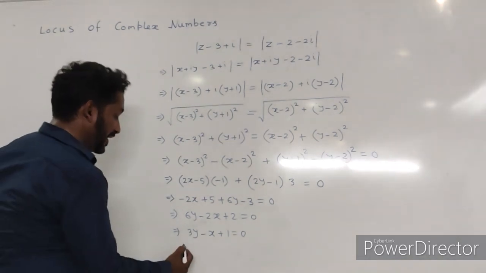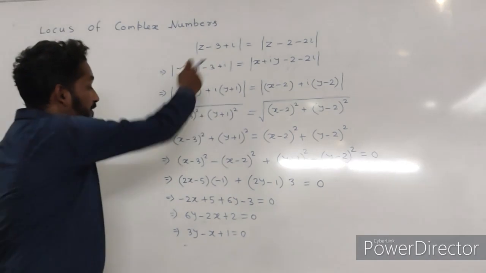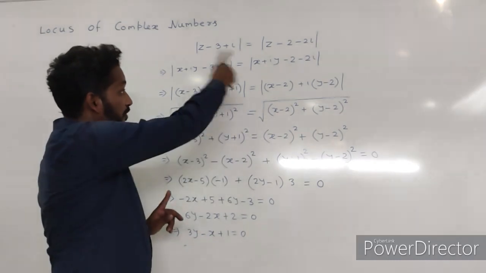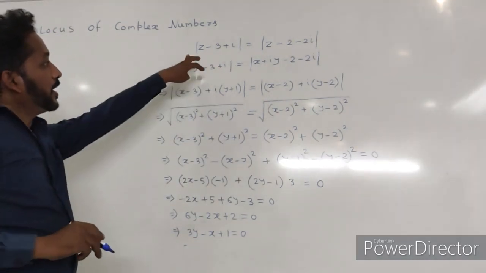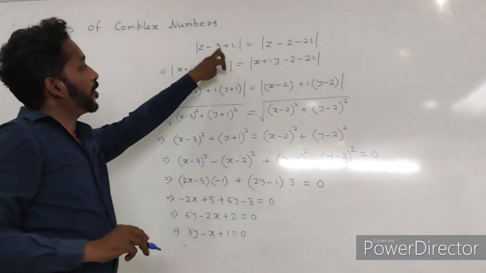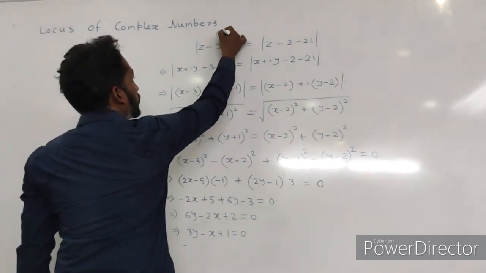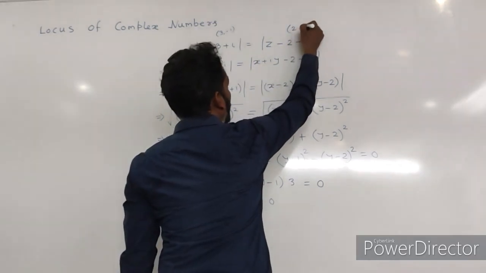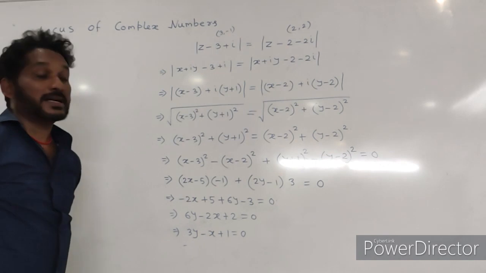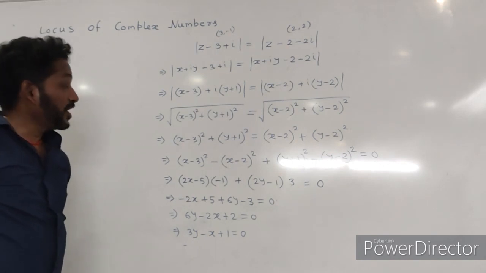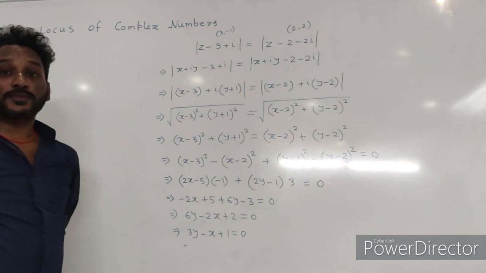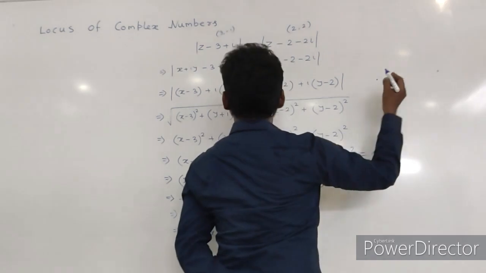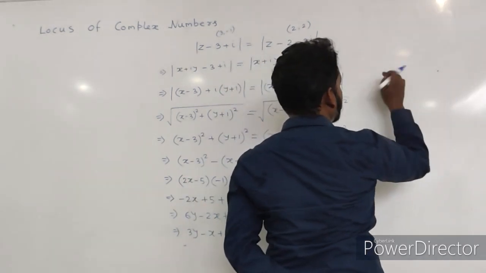Now why is this a straight line? Let us think of it. What is happening in this case? And this straight line is significant. What is that? Here we are saying that the distance of z from the point 3 comma minus 1 is the same as its distance from the point 2 comma 2. Suppose this is the point 2 comma 2 and this is the point 3 comma minus 1.